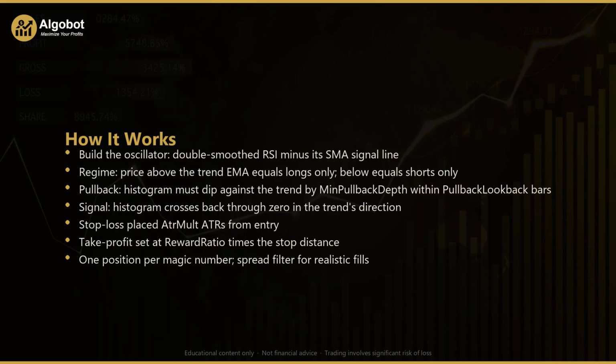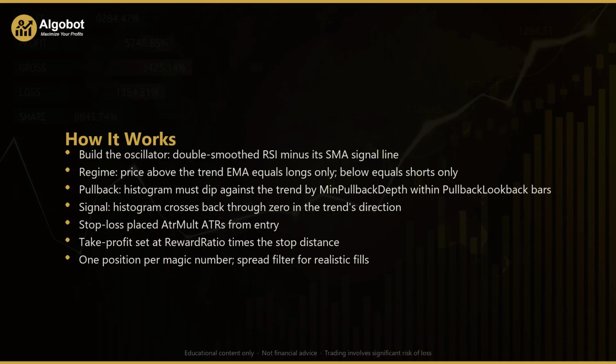Next comes the regime check. The strategy calculates a long price exponential moving average, 100 periods by default. If the last closed price sits above that line, the market is treated as an uptrend and only long setups are allowed. If price is below the line, it's a downtrend and only short setups are allowed. If neither is clearly true, the strategy simply stands aside.